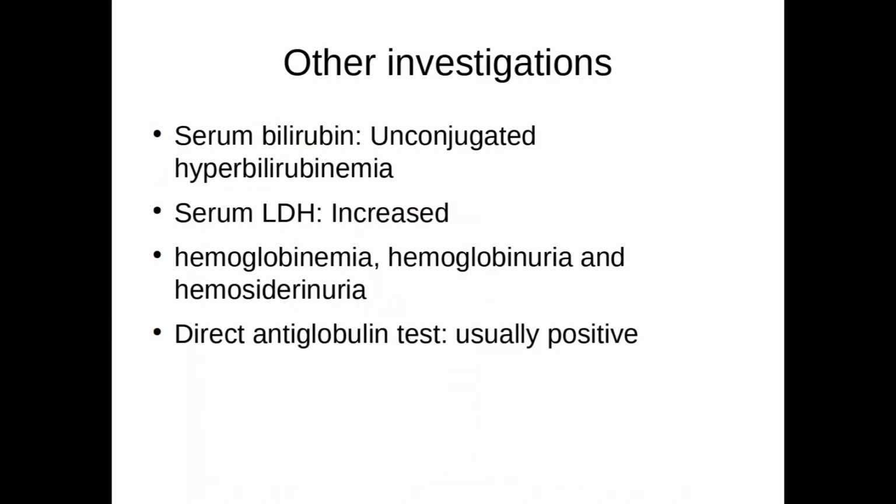Other investigations include serum bilirubin, which will be elevated, particularly the unconjugated bilirubin. Serum LDH will be increased. Hemoglobinemia, hemoglobinuria, and hemosiderinuria will be there, which are features of intravascular lysis of RBCs. Then direct antiglobulin test or direct Coombs test is usually positive.